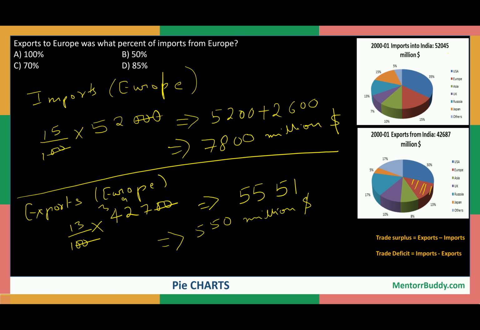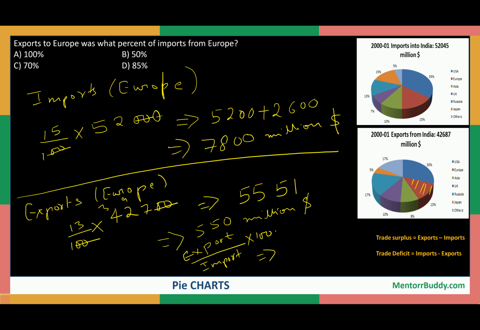Now we need to find that this export is how much percent of import. So how to find it? It will become export is how much percent of import. So base value is import, so it will be export divided by import multiplied by 100. This will give us the percentage.